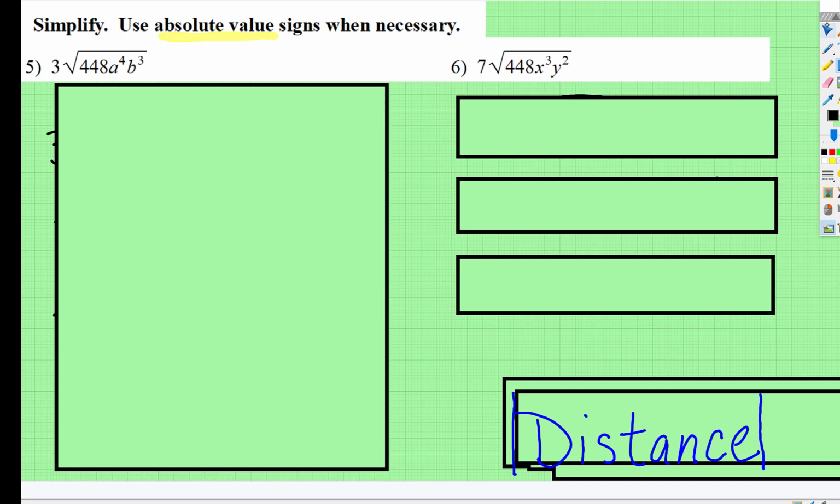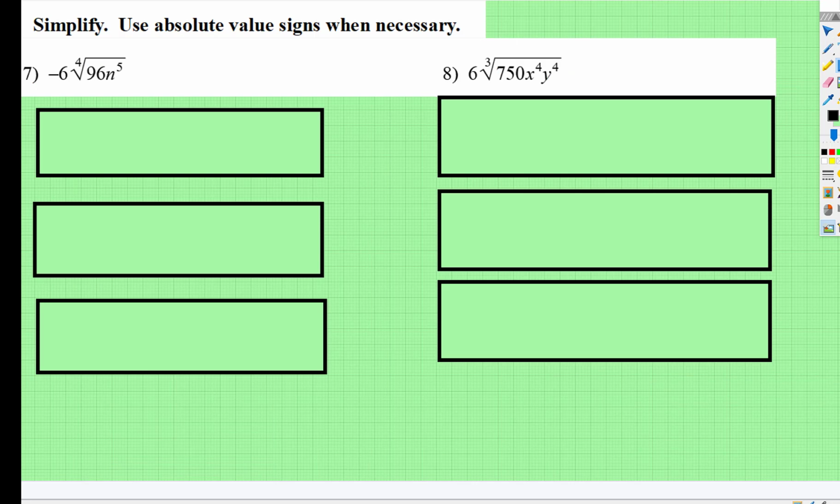This is almost identical, so I'm going to go on to the next page. Let's see what we have here. Well, 96 is the same as 16 times 6 to the fifth. Oh, now we're looking for fourth roots. Interesting. Well, that works. 16 times 6 to the fourth times n. Well, 16 is the same thing as 2 to the fourth.